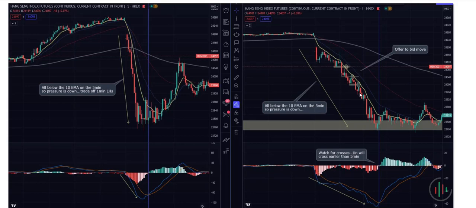I didn't get the whole move down, but I got a nibble at it. I took some off on a spike, it bounced, and then I re-entered again and got some on the short. So not all of it, but I probably netted 100 or so points all up, which was pretty good. Happy with that, even though it dropped about 250 or so. With my style, I will be leaving some on the table, but the idea is to get on the right side with the momentum, try to lock in some gains when you can, and manage your risk as you go.